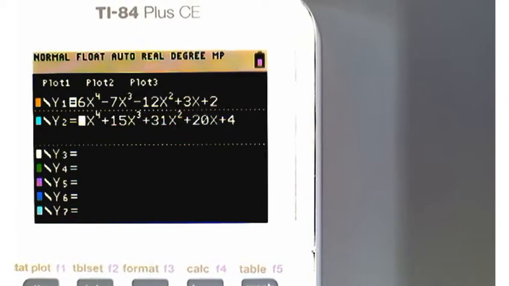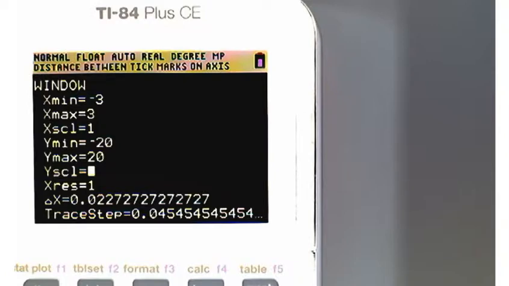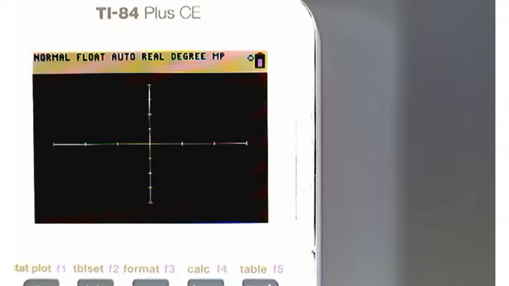Okay. Let's set up our window. This one I want to graph between negative 3 and 3 on the x-axis and negative 20 to 20 on the y-axis. Might want to make y scale something other than 1, that way you don't have a gazillion tick marks up and down the y-axis. When you're ready, hit the graph key. Let's take a look at this graph.